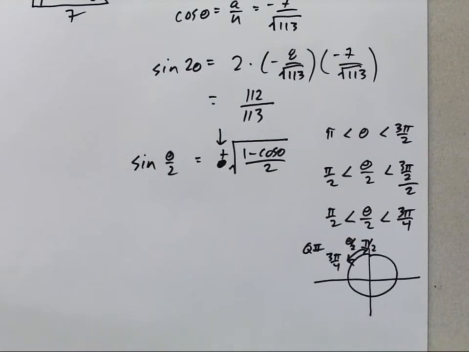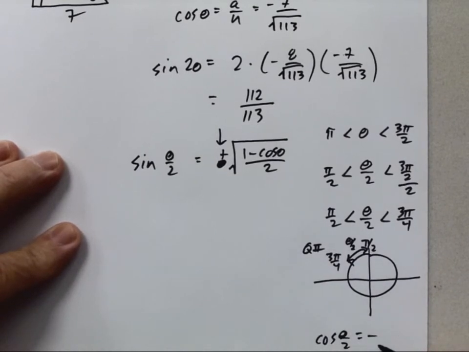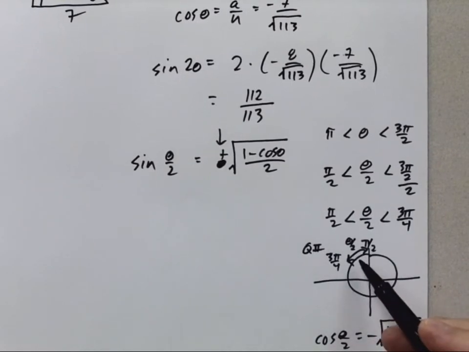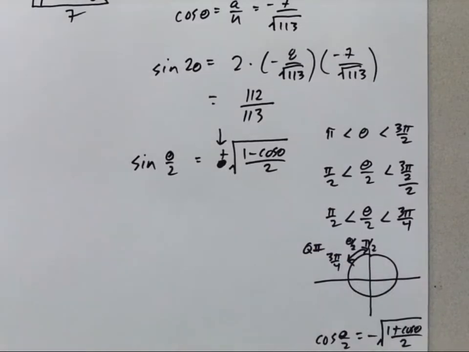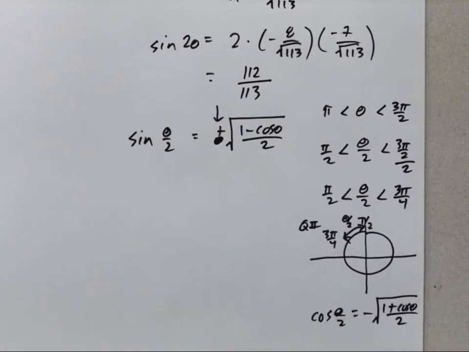So right now, I can eliminate it and say, this is my formula. Now, I'm not going to do the cosine, but if I did the cosine, since I'm in quadrant 2, the cosine is negative, so I'm going to use the negative. And this would be the formula I would use if I was going to calculate the cosine of theta over 2. So by being in quadrant 2, I know the sine of the half angle is positive, and the cosine of the half angle is negative.